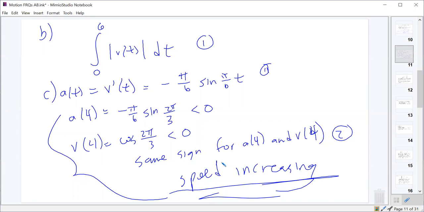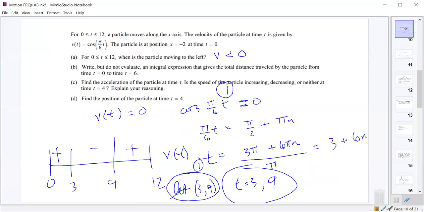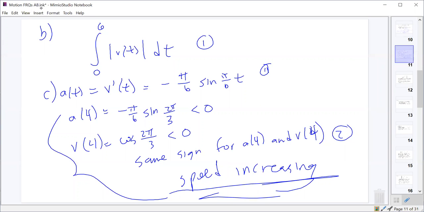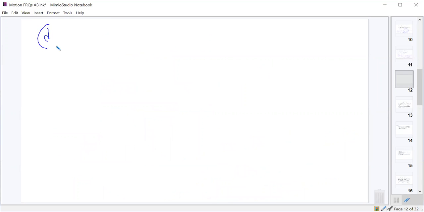All right, part D asked us to find the position of the particle at t equals 4. So we're looking for position. So that doesn't involve speed, that involves velocity. So we need to integrate the cosine of pi over 6 t. So let's see, I need a page here. We're going to say part D, we're going to say the integral from 0 to, oh no, I forgot what value we're looking for. 4? Yeah, 0 to 4.